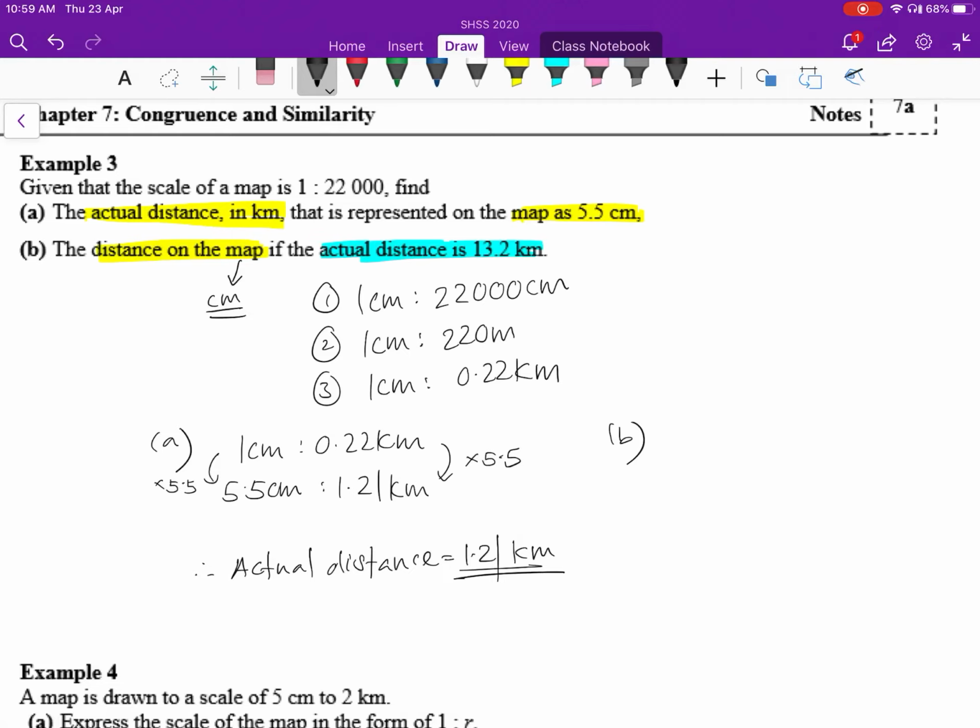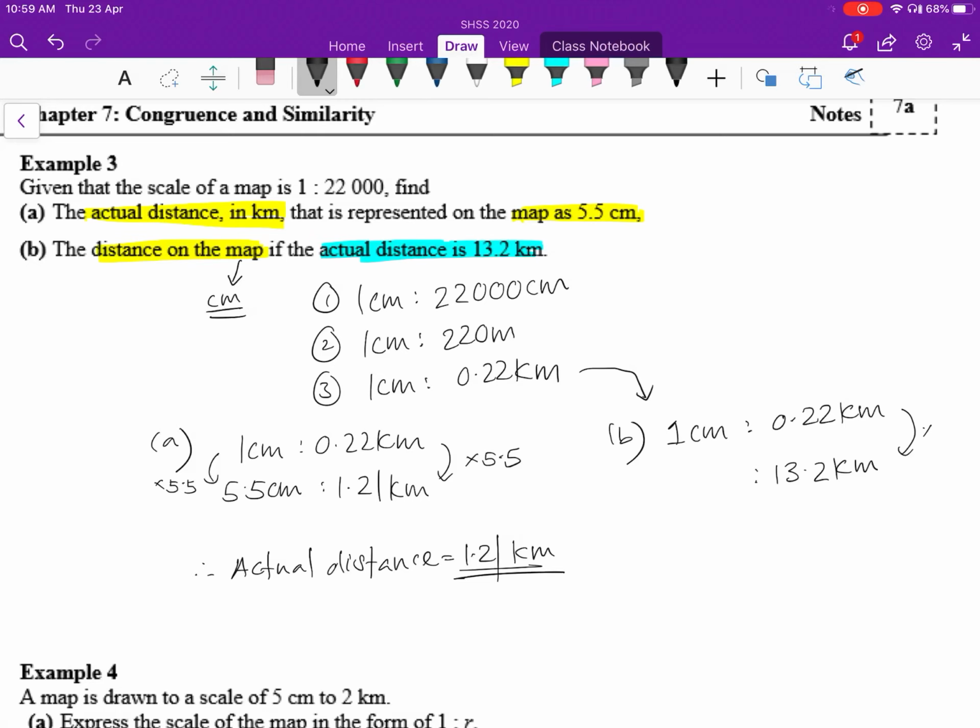Part B, I would also choose number 3 because it's already in km. The actual distance is in km. So I'll pick number 3. So I use 1 cm is to 0.22 km. Actual distance is 13.2 km.